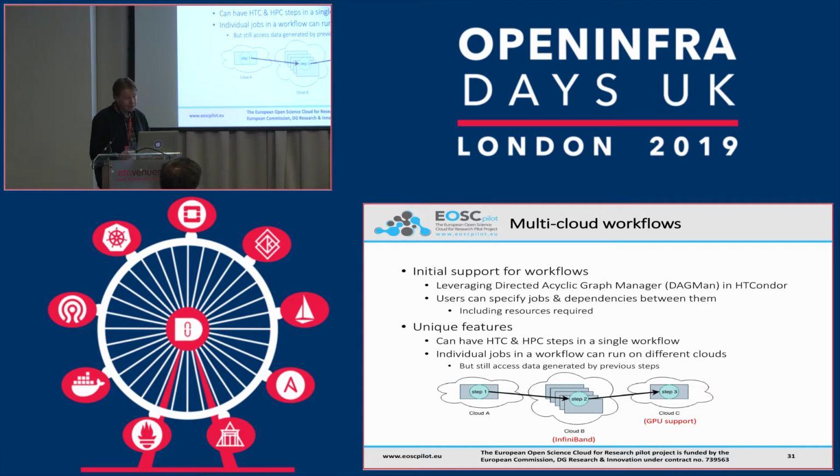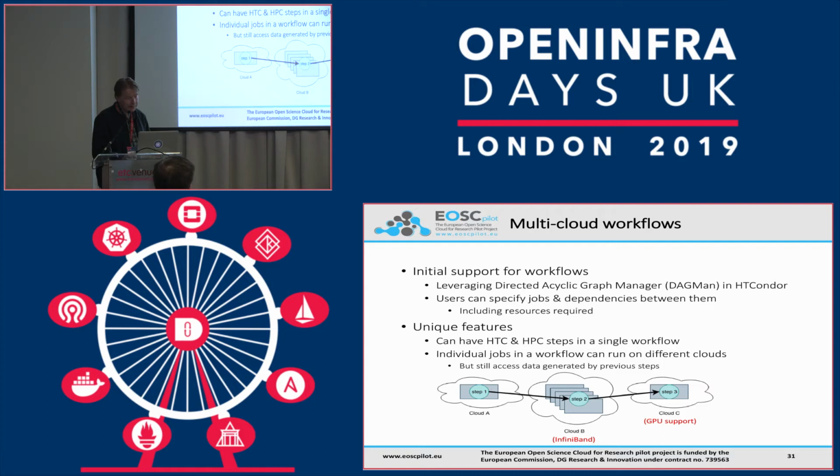So some of the unique features we have is that you can have HTC and HPC steps within a single workflow. So for example, if you had a first job that needs a single node, that could run first. Then if you have another step that needs multiple nodes because it's an MPI job, those resources would then be provisioned for that job and then disappear afterwards. And you can also have different individual jobs in the workflow run on different clouds. And they can then obviously all access the data that was generated in previous steps.